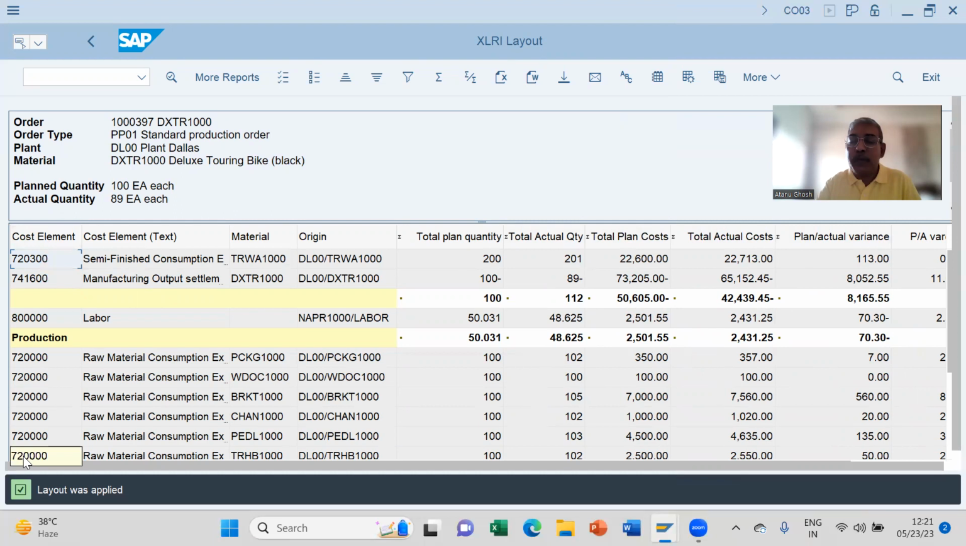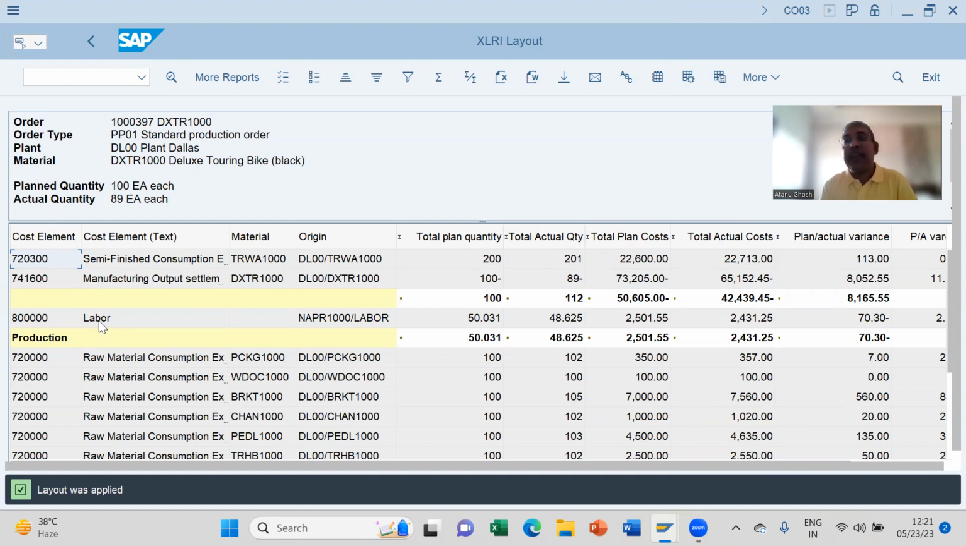Now, first, let us analyze the columns. On the first column, you have cost element. As you can see, there are certain numbers which are assigned to raw materials, raw material consumption expense, to be more precise, semi-finished consumption expense, and something called manufacturing output, settlement variance, and labor. Now, cost elements are essentially the heads under which costs are booked. There are two types of cost elements. One is called a primary cost element, the other is called secondary cost element.